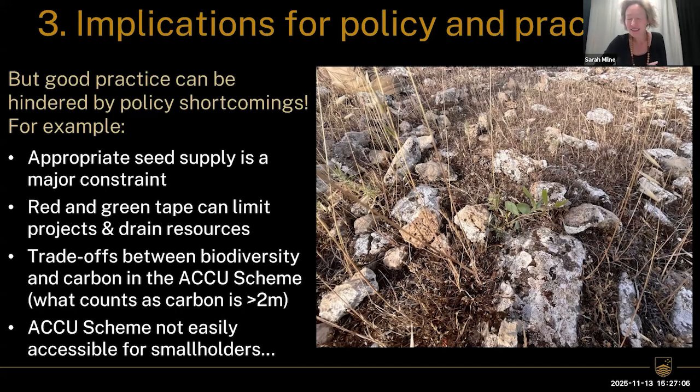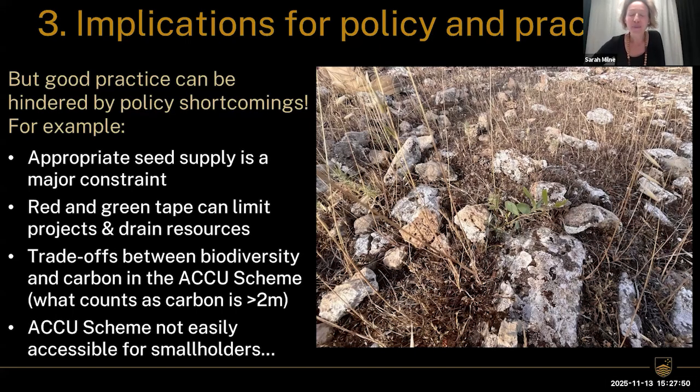These include constraints around seed supply, problems with various kinds of red and green tape, often at the local council level, which can be highly variable between jurisdictions, and that can waste time and drain resources and morale. There's also a clear trade-off between biodiversity outcomes and carbon outcomes, which is what Blair mentioned. Under the ACCU scheme, what counts as carbon is going to be 20% cover at 2 metres high, and that is not what biodiversity looks like all of the time, especially in some of these landscapes like the Eyre Peninsula, which was quite arid.